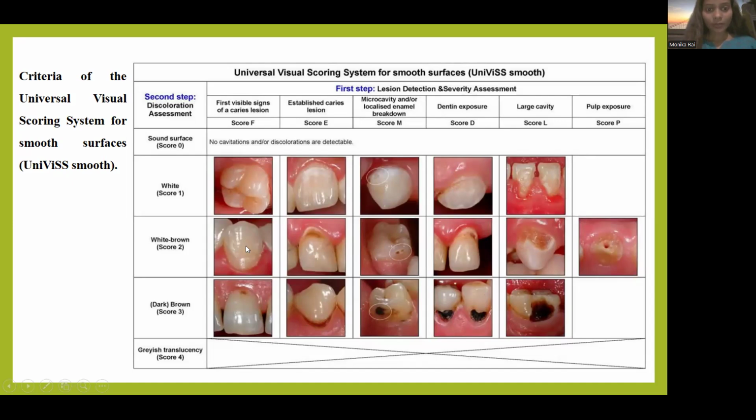Second one is the white brown. Then in here, established caries lesion. Here we can see the microcavity. Here we can see the dentine exposure. Here we can see the large cavity, and here pulp exposure. Here we see a dark brown cavity. This is established caries lesion. Here microcavity, dentine exposure, and large cavity.